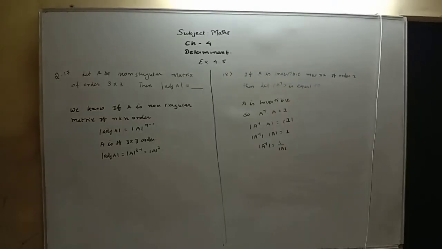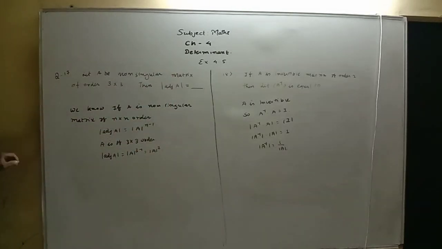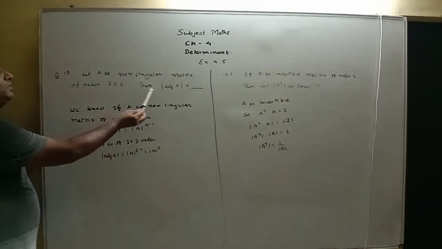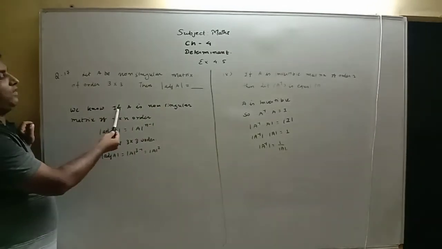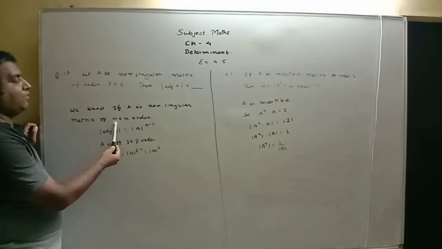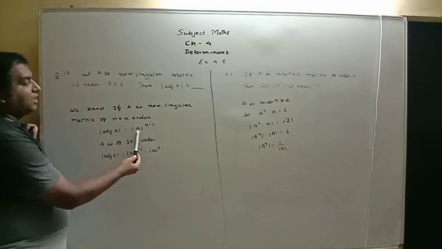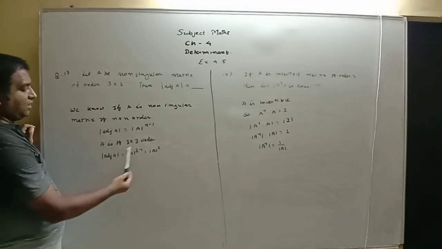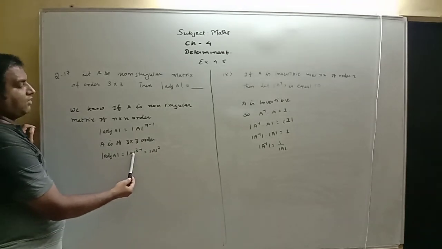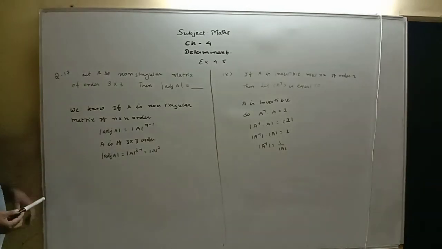We have question 17. If A is a non-singular matrix of order 3 cross 3, then the determinant of adjoint of A equals to dash. We know that if A is a non-singular matrix of n cross n order, then the determinant of adjoint of A equals determinant A raised to n minus 1. Here A is of 3 cross 3 order, so the determinant of adjoint of A equals determinant A raised to 3 minus 1, so determinant A square.